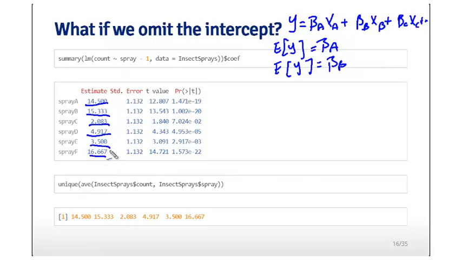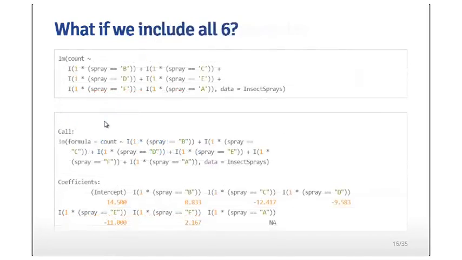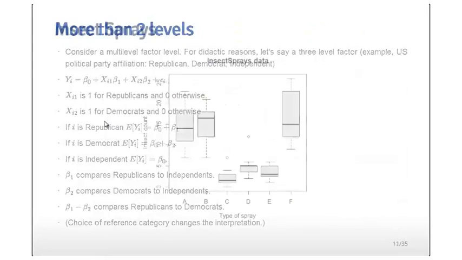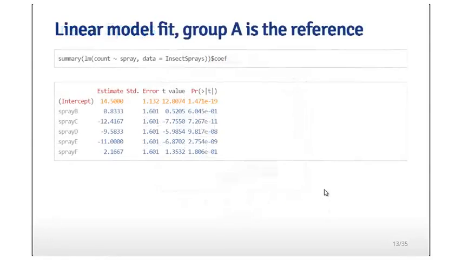Okay, and so let's double check that. So spray A, it's saying the mean should be about 14, and for spray B the mean should be about 15. For spray C it should be about 2. Let's just go double check back here, and it makes sense, right? Spray A mean about 15, spray B, somewhere around 16, spray C somewhere around 2. Okay, that seems about right.